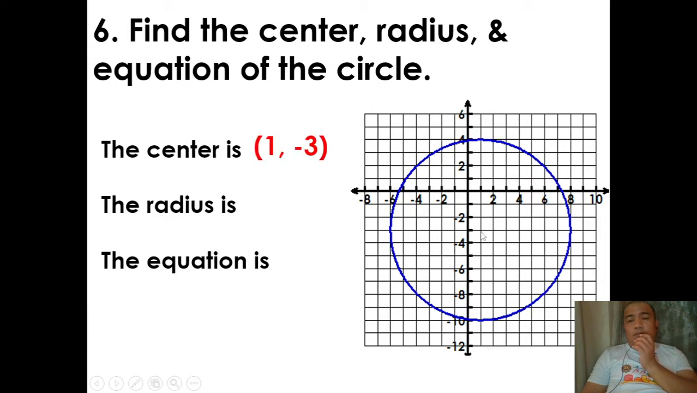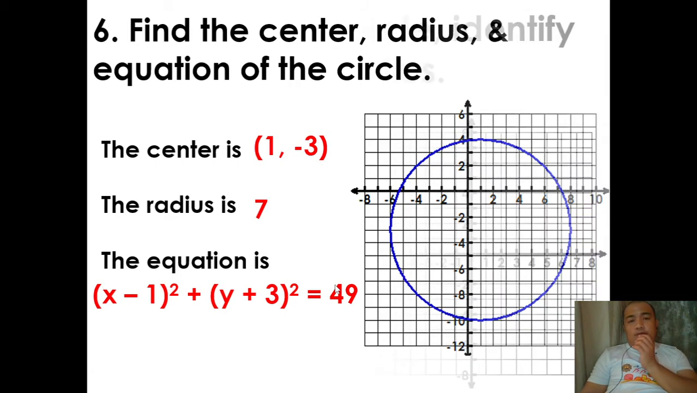Here. Kasi 7 yan, 17 dyan. Ito yung gitna. That means it's the center. 1, negative 3 is the center. The radius is 7. Therefore, the equation is x minus 1 quantity squared plus y plus 3 quantity squared equals 49. Diba? Just take the opposite sign. Positive 1 minus 1. Negative 3, positive 3. Square of 7 is 49.